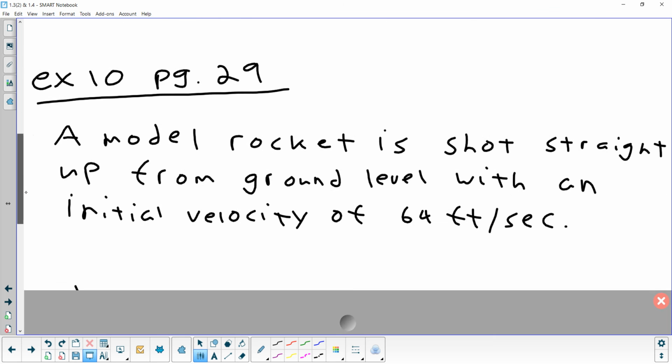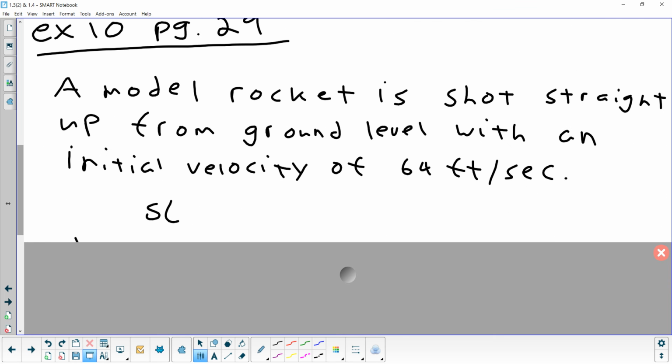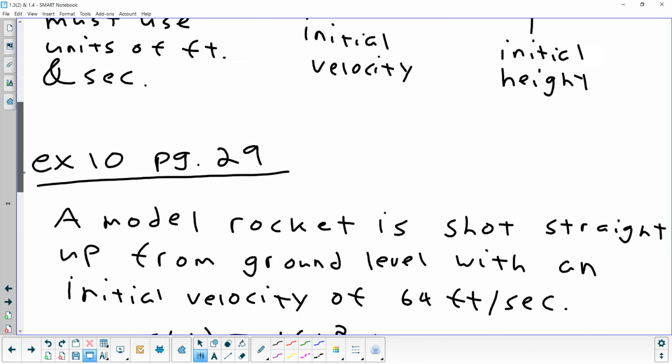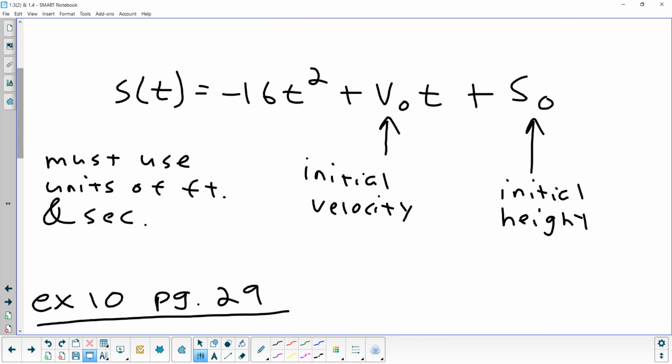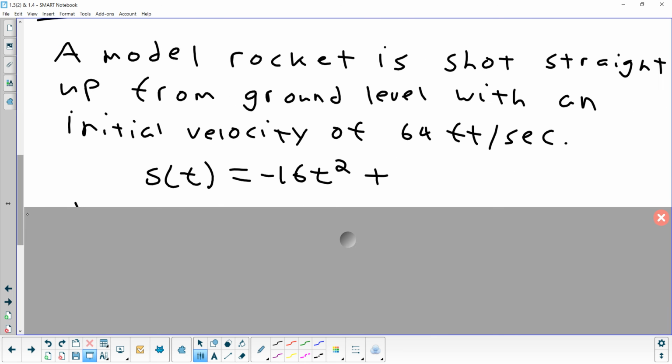So, we've got S of t, that is my height. And the height is calculated by what goes on the other side. What's the first number that was in the equation? Yep, -16t squared. So -16t squared, that never changes. Plus v sub 0 t. Initial velocity times time. What's my initial velocity in this one?